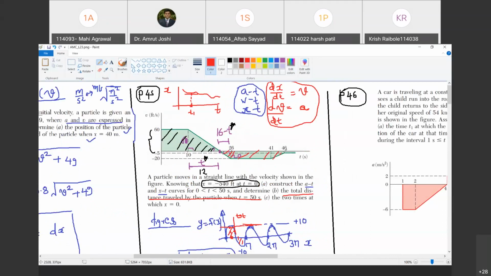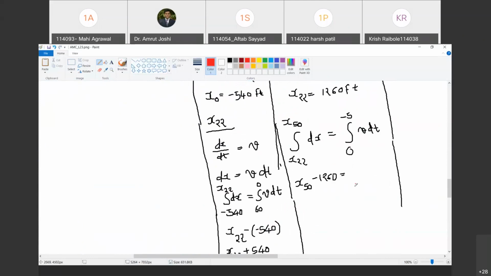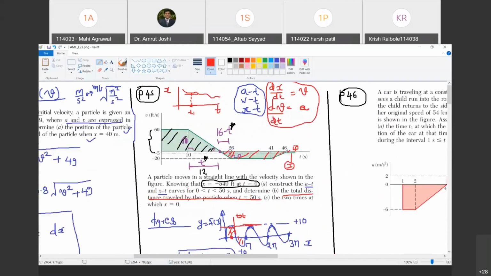How do I write this area? First comes this part. This is a rectangular area. How much is the area? Quickly tell me. 5 multiplied by 4. Why 4? Because this is 50, so 46 to 50 means 4. Do you agree with me? Yes, sir. So 4 into 5 is the first thing I have to write. But this area is on the negative side, so I have to call it negative. Are you with me? Yes, sir.